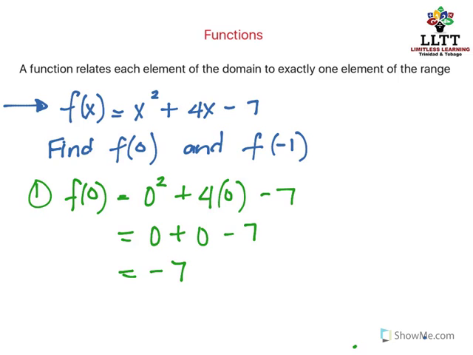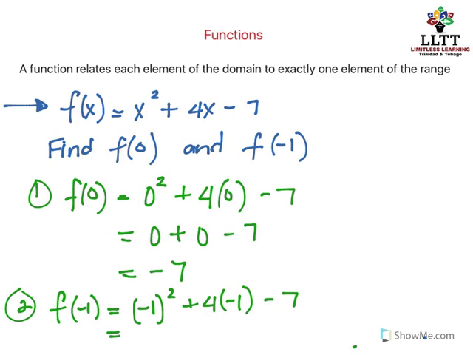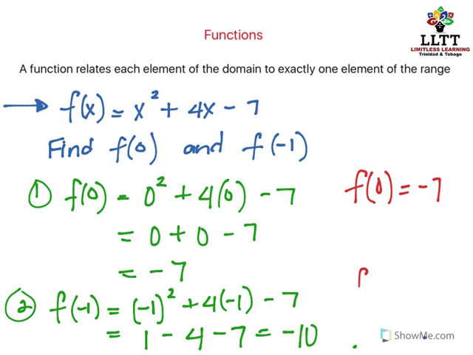Our next one is to find f of negative 1. So I'm going to replace x in my original function with negative 1. So f of negative 1 is going to be equal to negative 1 squared plus 4 times negative 1 minus 7. Negative 1 squared, that's negative 1 multiplied by negative 1 is 1. 4 times negative 1 becomes a negative number, that's negative 4. And then minus 7. So what I have is 1 minus 4 minus 7, which is going to be negative 10. So f of negative 1 is equal to negative 10. So I found my answers. F of 0 equals negative 7, and f of negative 1 is equal to negative 10.